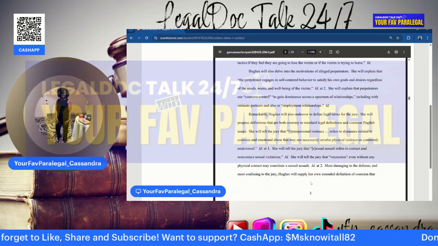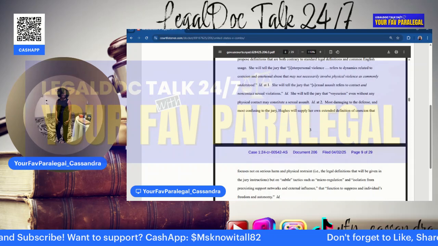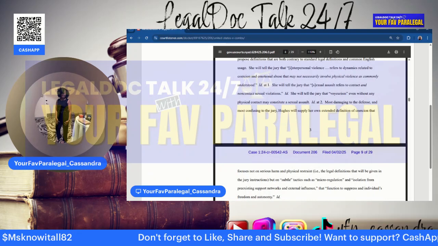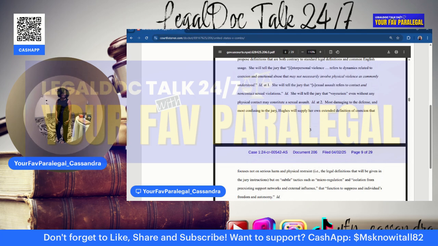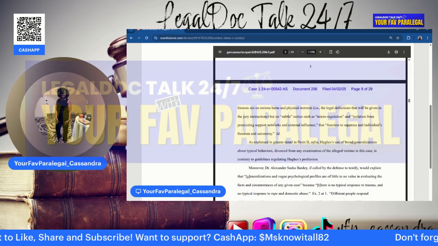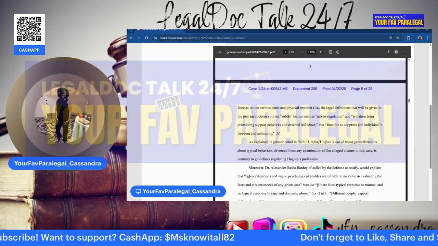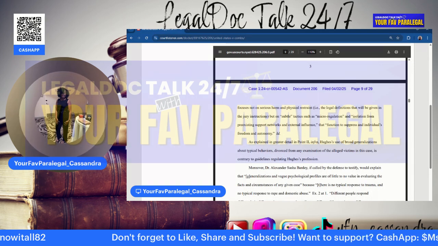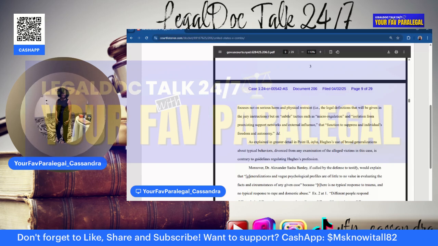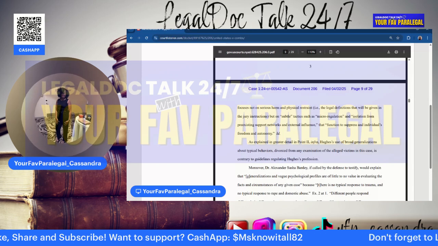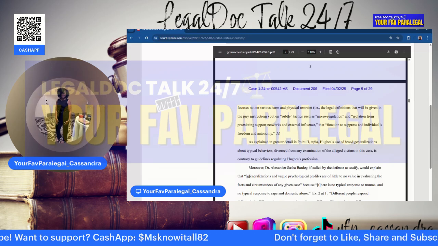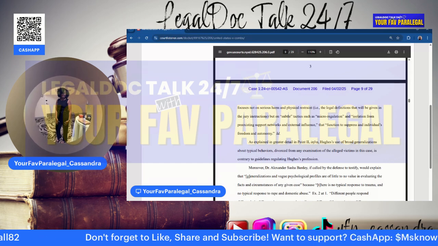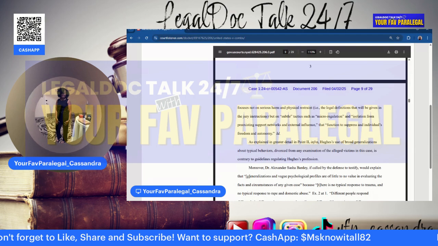Most damaging to the defense and most confusing to the jury, Hughes will supply her own extended definition of coercion that focuses not on serious harm or physical restraint, as in the legal definitions that will be given in the jury instructions, but on subtle tactics such as micro-regulation and isolation from pre-existing support networks and external influence that function to suppress an individual's freedom and autonomy.